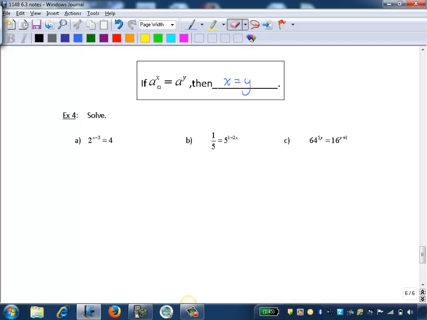So informally, if we have two exponential expressions equal to each other and they have the same base, then we can set the exponents equal to each other.